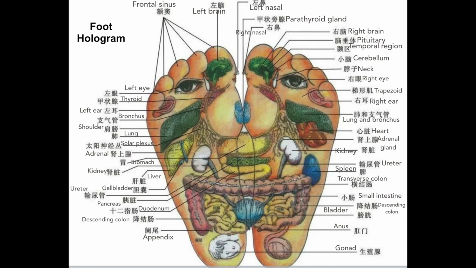If you have seasonal allergies, itching, red, watering eyes, or sneezing, try to massage your toes, looking for the frontal sinus area. If you have neck pain, look for the neck area. If you have indigestion, nausea or vomiting, look for the stomach, transverse colon, small intestine, and so on. Although these are not acupuncture points, please try them. Looking at the foot hologram can help you a lot.